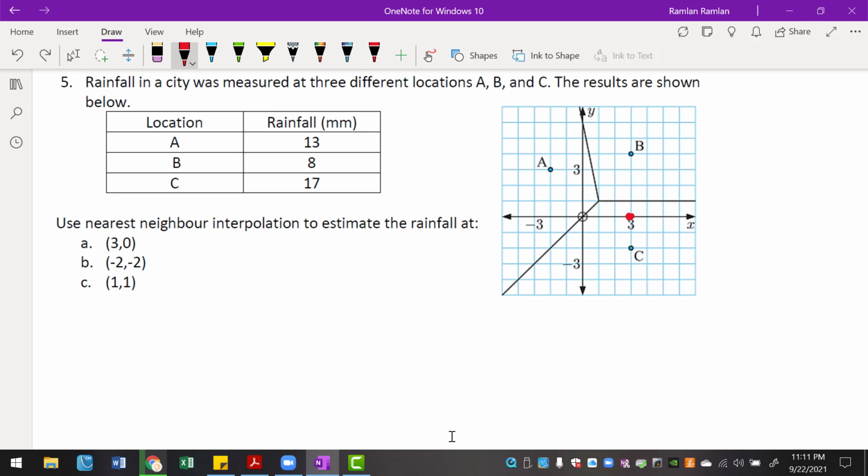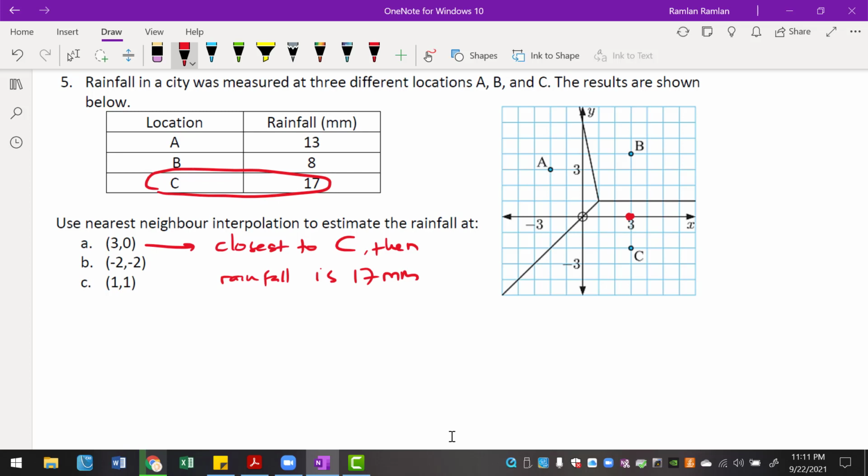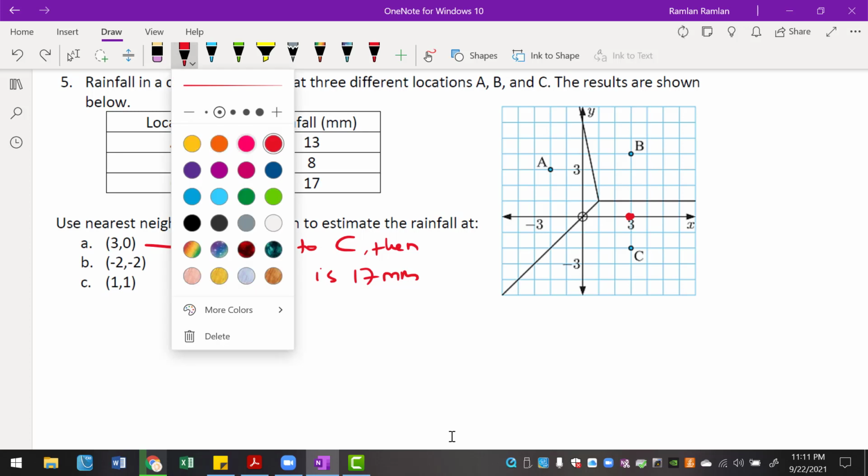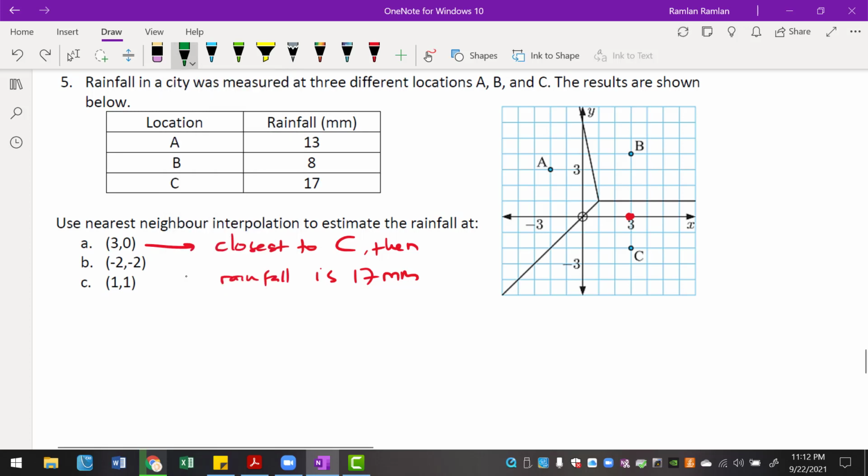So because of that, we are going to use the sample from location C. So for this one, because it's closest to C, the rainfall is 17 millimeter because C is 17 millimeter. Okay, the next one is point minus 2 comma minus 2. I'm going to use this color here. Okay, so again, mark the point on the Cartesian plane as minus 2 comma minus 2, about here, right?